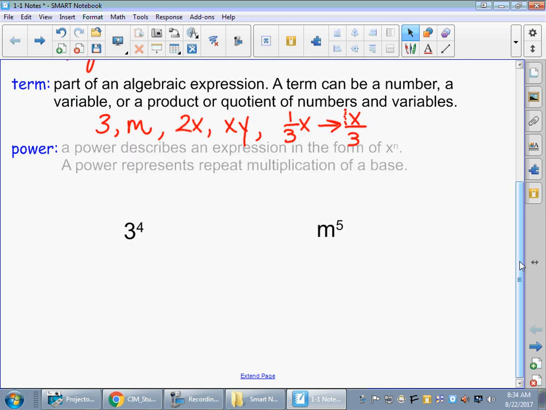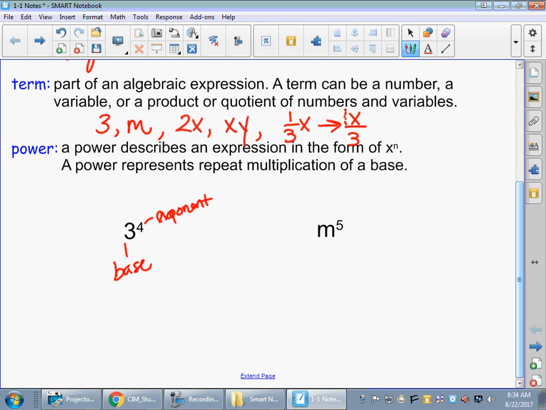A power. I have 2 powers written down below. A power describes an expression in the form of x to the nth power. It represents repeated multiplication of a base. So using these 2 terms here, 4 is your exponent. 3 is your base, and that little exponent is telling us how many times to multiply 3 by itself. This entire thing is what we consider the power. And so when you look at 3 to the 4th, 3 to the 4th is just saying 3 times 3 times 3 times 3. 3 to the 4th then is equal to 81.